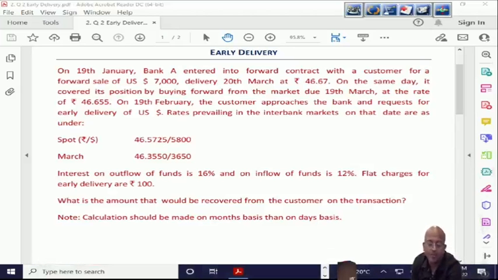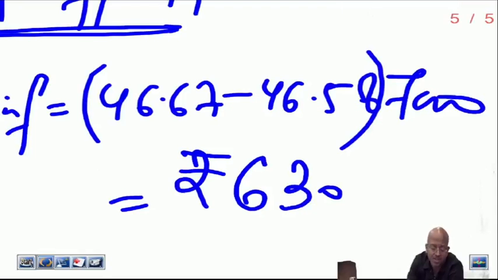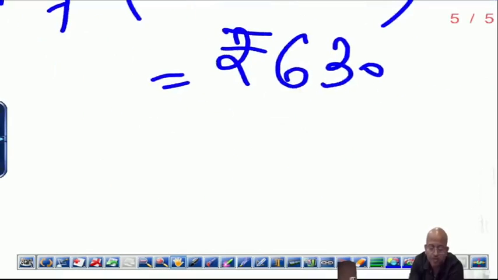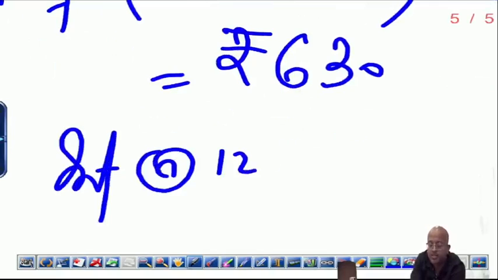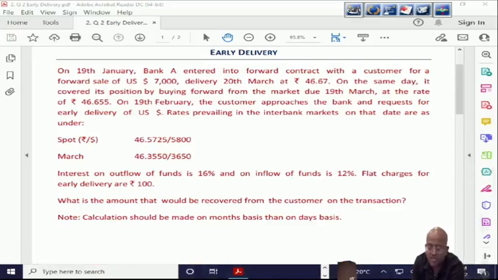What is the lower rate? 12%. So SBI will pay interest at 12%. Is 365 days and all that given? No. It's written towards the end: calculation should be made on a monthly basis. So we are not trying to jump from 19th Feb to 20th March and all that stuff. It's basically 1 month.